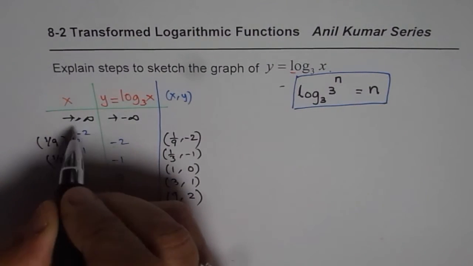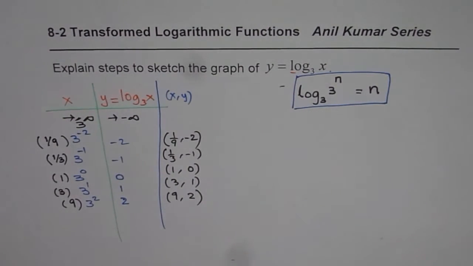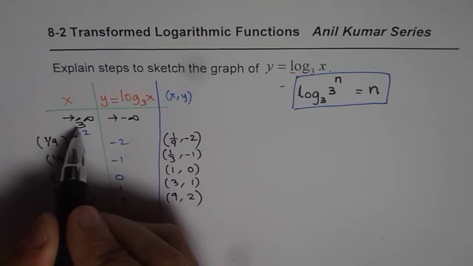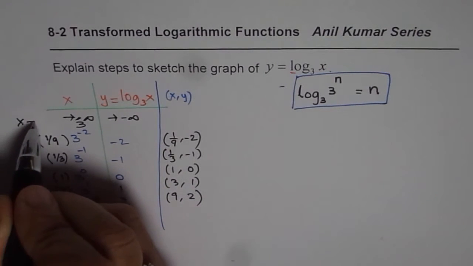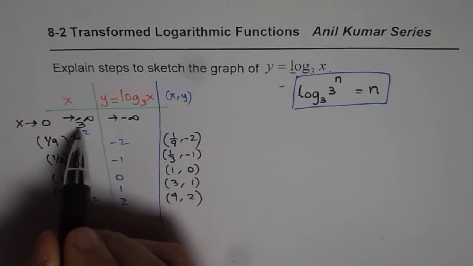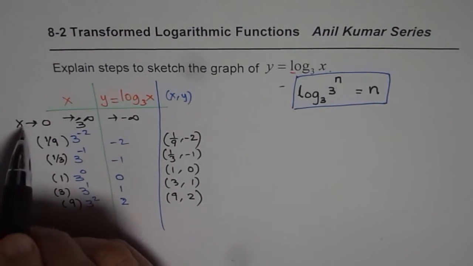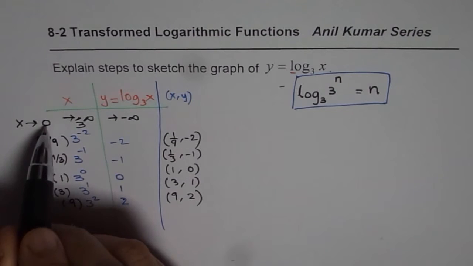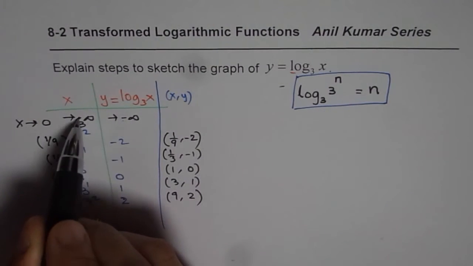These are the n values. I'm saying 3 to the power of negative infinity, kind of very large negative value. So that means when x is approaching 0, 3 to the power of negative infinity is kind of x approaching 0. If x is very close to 0, y is approaching that negative value.